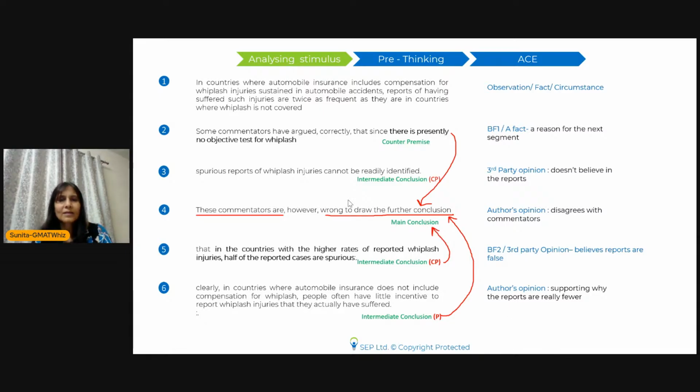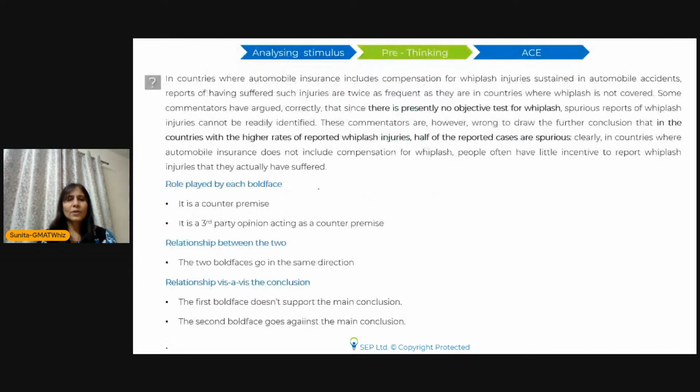All right. Let's take our pre-thinking. Let's kind of put our pre-thinking together. So the two bold faces are counter premises, right? This is a counter premise. This is also a counter premise. With that, let's go into the answer choice elimination.